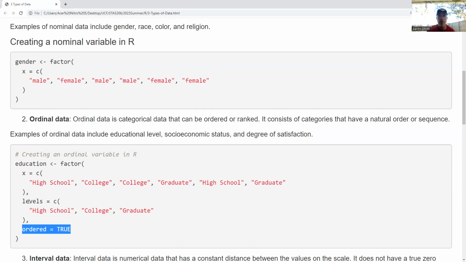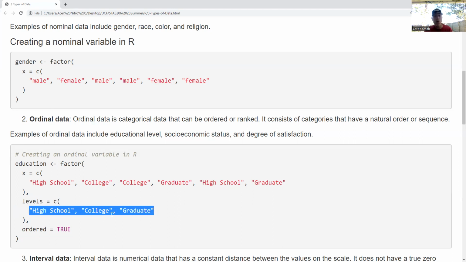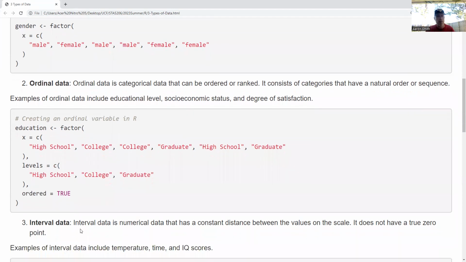And if I want non-alphabetical order for my data, I have to specify it with the levels parameter. And so here we're saying high school, college, then graduates as our order. And you'll notice that these are not in alphabetical order. If the levels were naturally in alphabetical order, I could shortcut my work by just leaving it blank and letting R just assign it alphabetically.